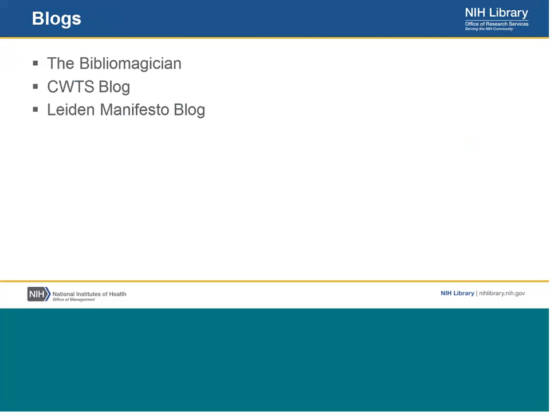For those who are interested in any blogs that may exist, blogging about bibliometrics is fairly sparse. So there is a great blog out of the UK, the Bibliomagician, and then CWTS from Leiden University. They're the creators of VOSviewer. They also maintain a blog that gets updated fairly regularly. And when we heard in our lesson last week about the Leiden Manifesto, that group also associated with Leiden University maintains a separate blog.